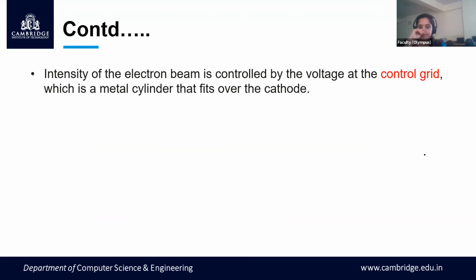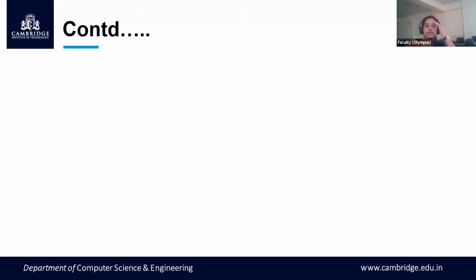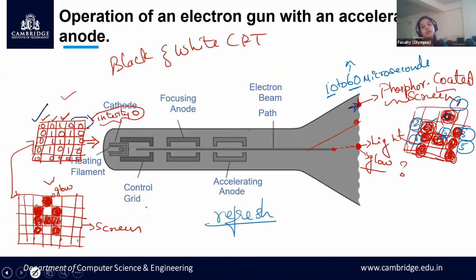So now, if there are any extra things, we will be seeing this. I think we have completed everything. Intensity of electron beams is controlled by the voltage at the control grid. Okay, there is one more intensity. As we are talking only about black and white, we don't have much to speak about intensity. When I'm seeing black and white, black is complete, right? White you have. Don't you have different shades of gray between these two?